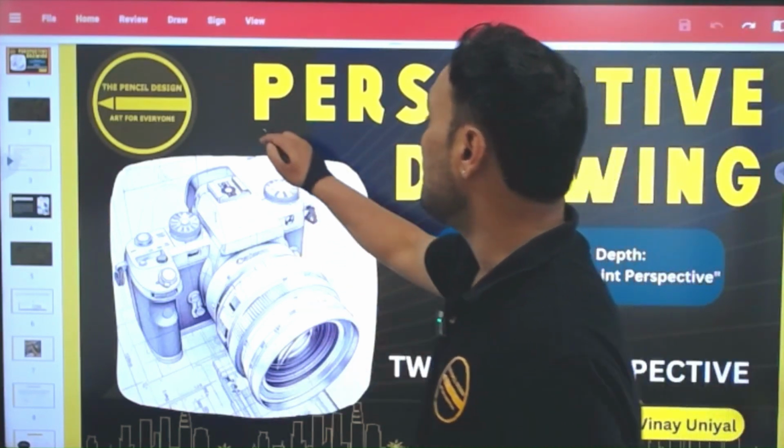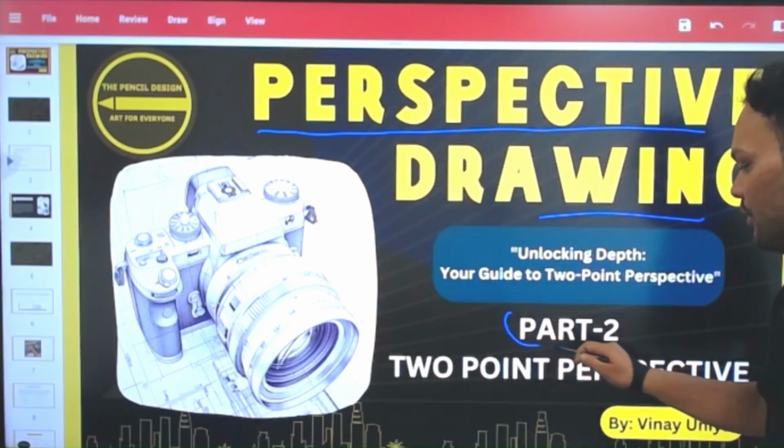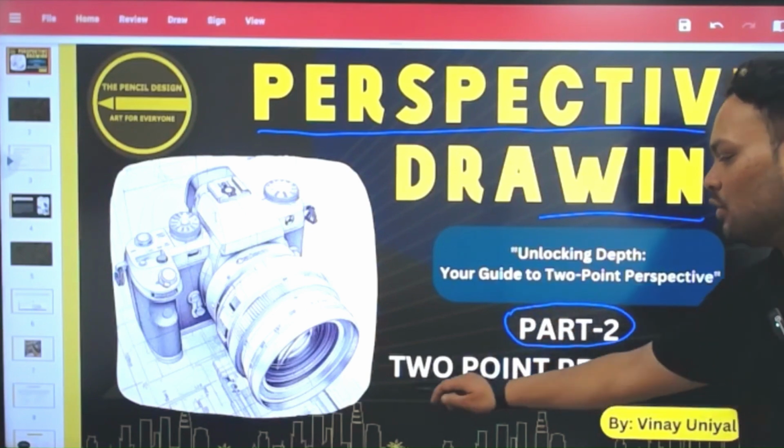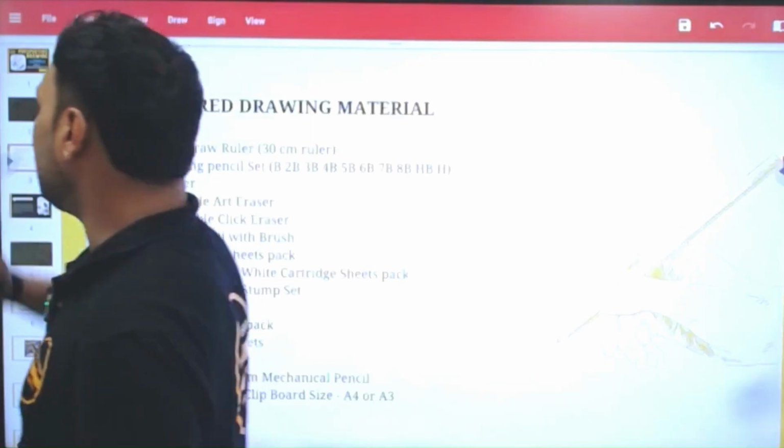आज की क्लास में हम एक बहुत ही important topic discussion करने वाले हैं, which is known as perspective drawing, and this part 2 is about 2-point perspective, right? So let's get started now.